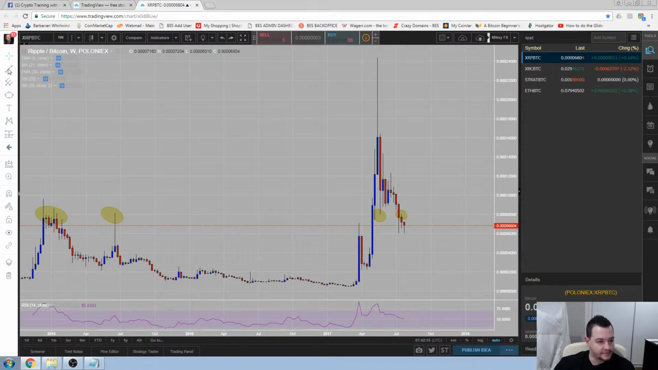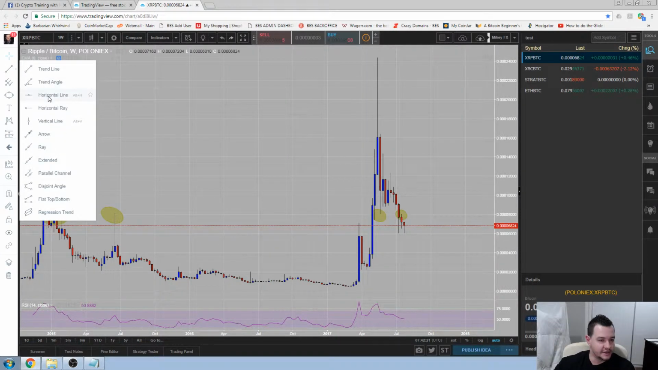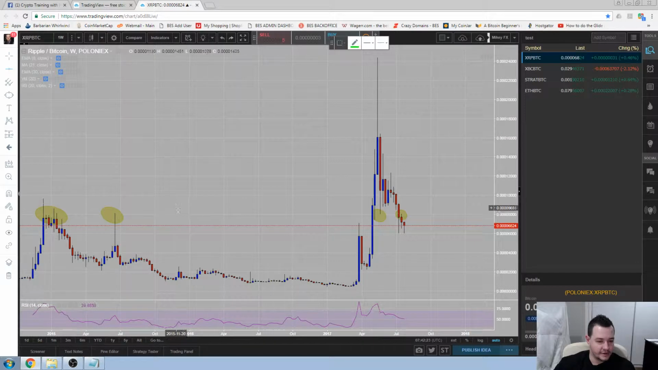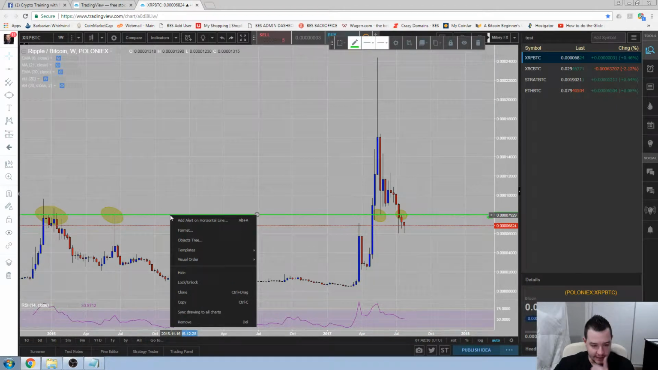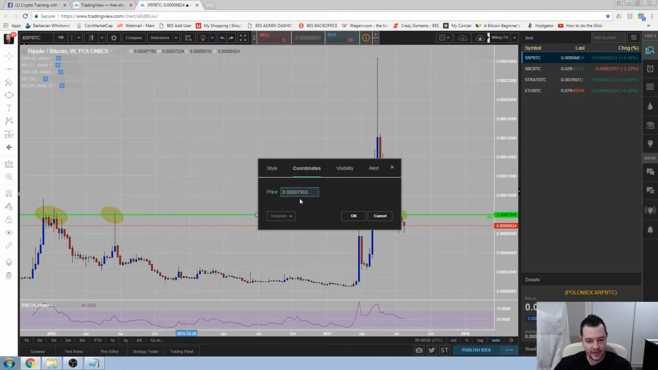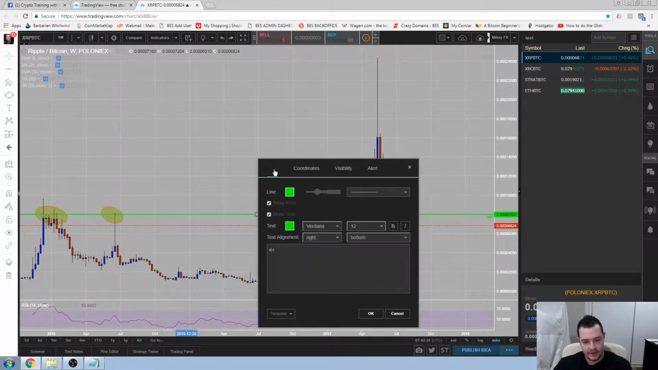So what we do is we draw a horizontal line. You come up to this tool here, click on this side, you do a horizontal line, and you can get it around about that 8,000 level, and you can right click on that line. Then you can go into format, we can set the price to 8,000, which is our round psychological number. You can change the style, you can change the different colors and so forth.